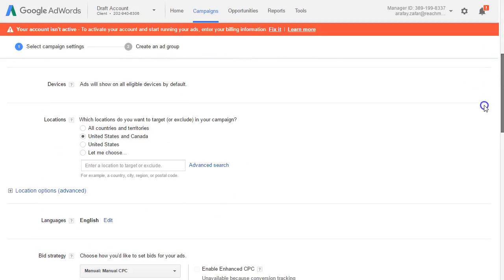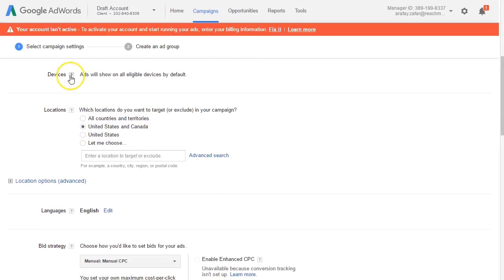And then devices. Okay, so as you can see, the ads will show on all eligible devices. Right now they do not give you the option to select the devices. However, once the campaign is created, you can apply adjustments to different devices, and that would allow you to control on which devices your ads show, basically. So for example, you can exclude mobile devices altogether, or you can exclude tablets altogether, or you can exclude desktop devices altogether by putting a -100 bid adjustment.